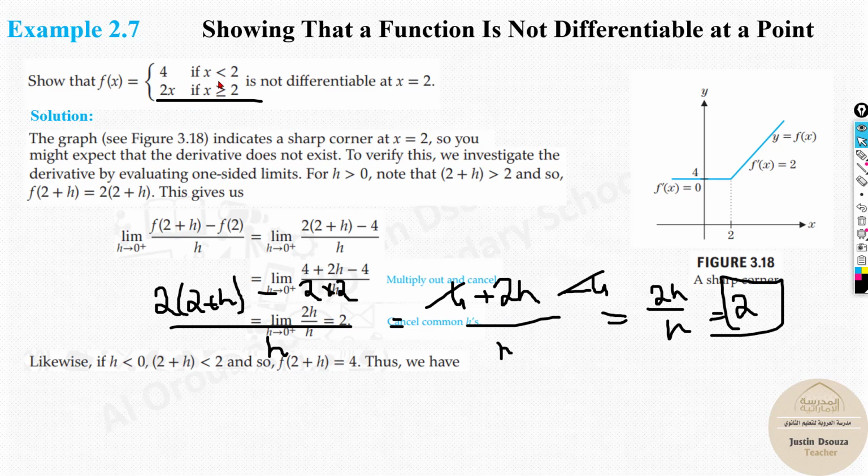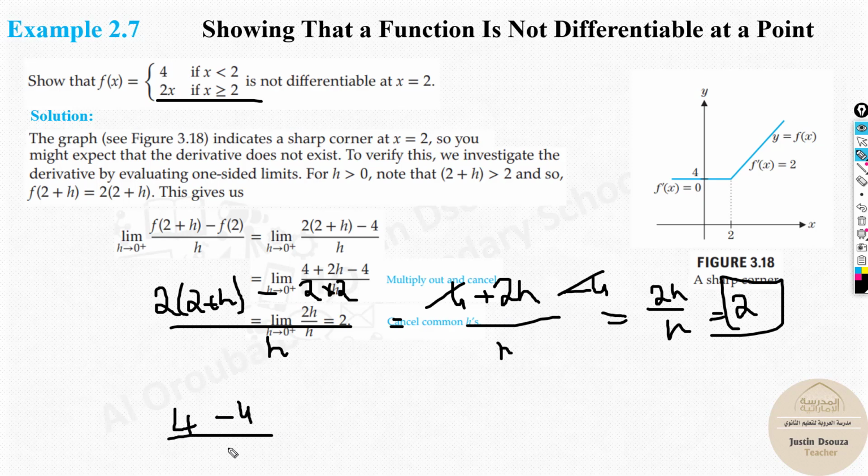4, this one, at less than 2, right? So let's do this. Here it will be the same function, but is there any x over here? It's a constant. So it is basically 4 minus 4 divided by h. Answer is 0. Can you see? Because there is no x, so you can't substitute anything. It's just the constant 4.